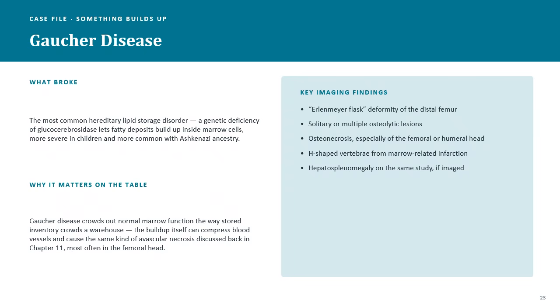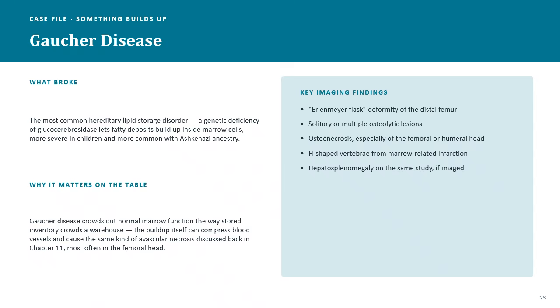We looked at Paget's where we have something going wrong with the structure. So now we're going to look at the second case file of miscellaneous disorders, and that is going to be Gaucher disease. With Gaucher, we're talking about something building up, and Gaucher is typically an inherited fat storage disorder. So the body itself is missing an enzyme. With that enzyme being missing, we have fatty deposits start to pile up or build up inside of the marrow cells.